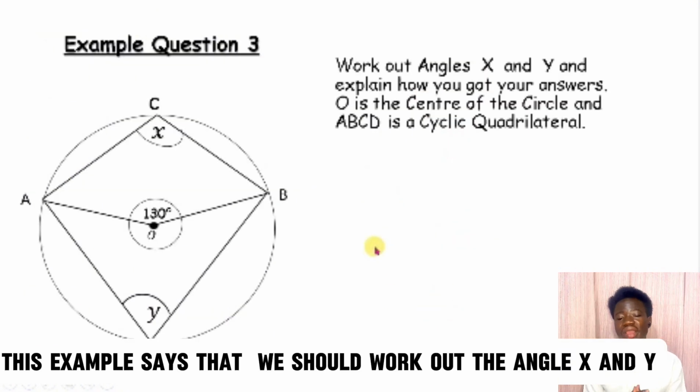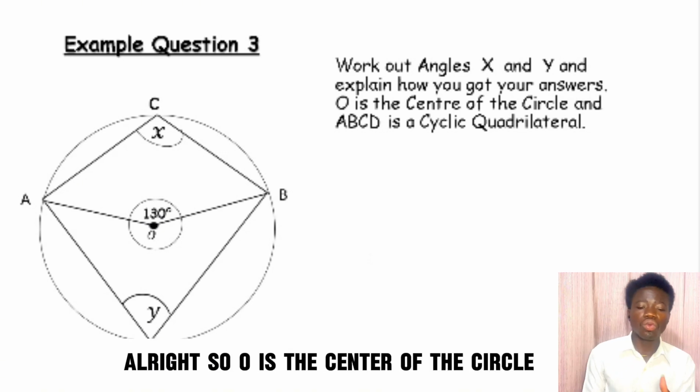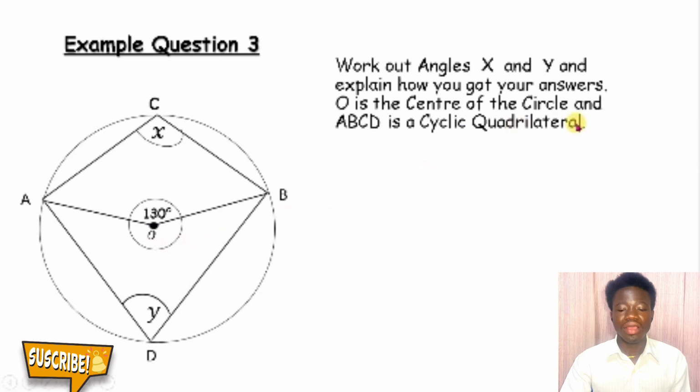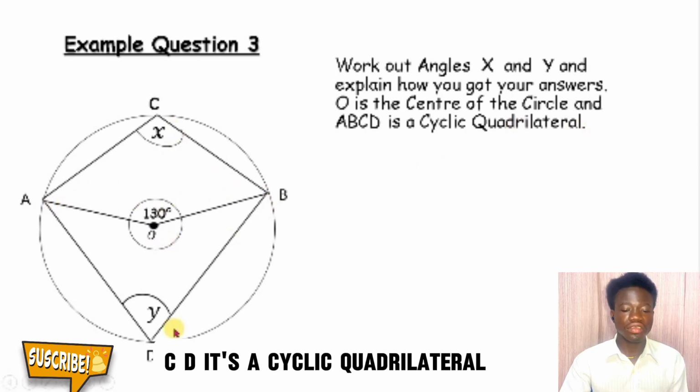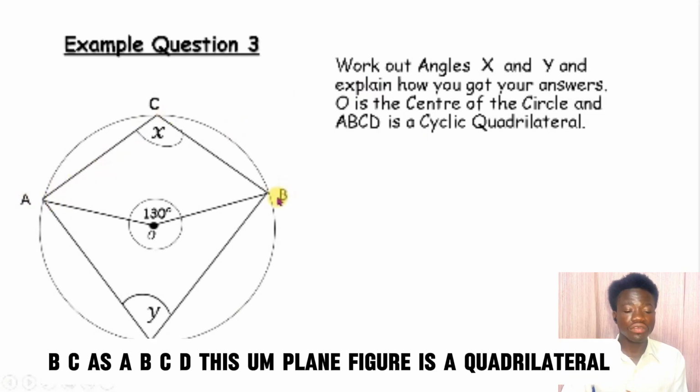This example says that we should work out the angles X and Y and explain how you got your answers. Alright, so O is the center of the circle. O here is the center of the circle, and A, B, C, D is a cyclic quadrilateral. When we say a cyclic quadrilateral, what it means is that A, B, C, D, this plane figure, is a quadrilateral.